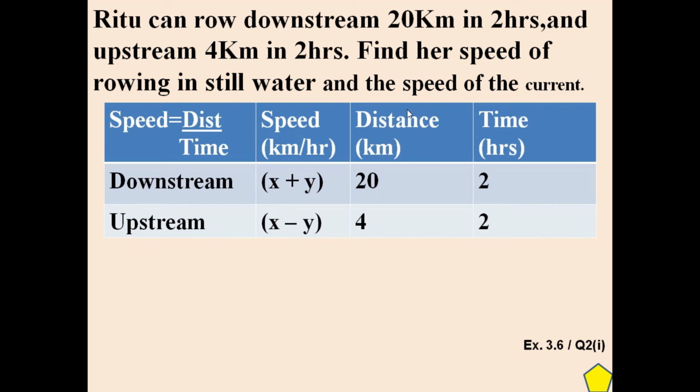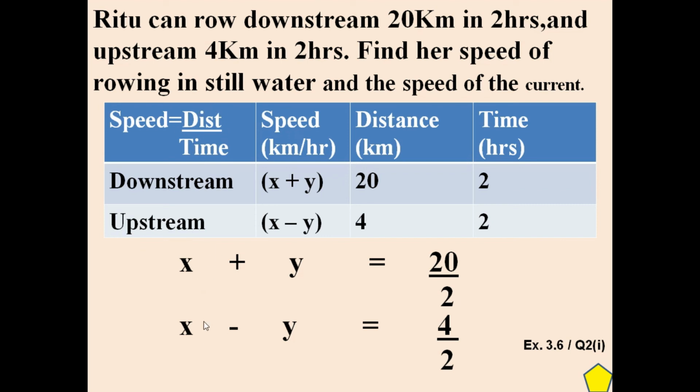Distance for downstream is 20 kilometers. Time for downstream is 2 hours. Distance for upstream is 4 kilometers. Time for upstream is 2 hours. And if we apply this formula, speed is equal to distance upon time, then speed, that is x plus y, is equal to distance, that is 20, upon 2. And for the second equation, speed is x minus y, distance is 4, time is 2. So we've simply applied the formula speed is equal to distance upon time.